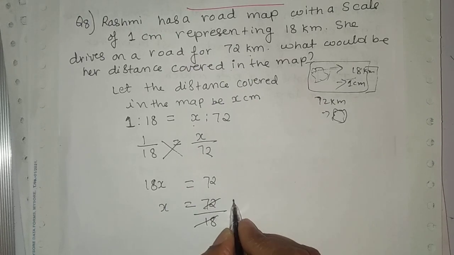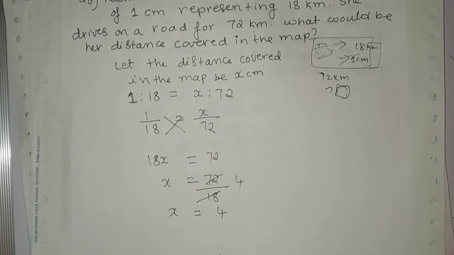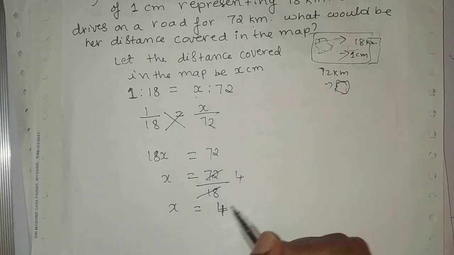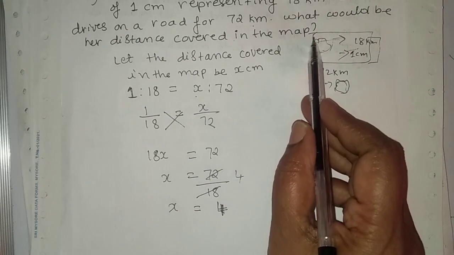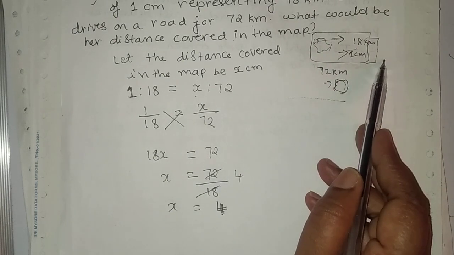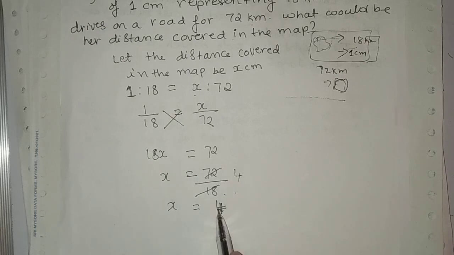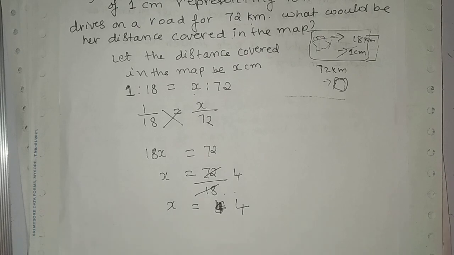18 ones are 18, 18 fours are 72. So in the map it shows 4 centimeters. So 72 kilometers she drives, in the map it is shown as 4 centimeters. That's all. So 18 kilometers she drives, in the map it is shown as 1 centimeter. Then 72 kilometers she drives, then it is shown as 4 centimeters. So this is the answer.